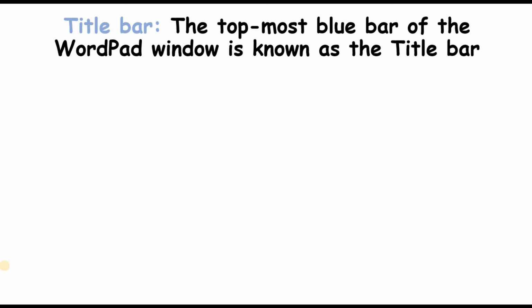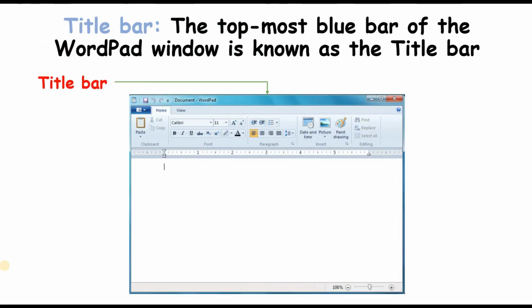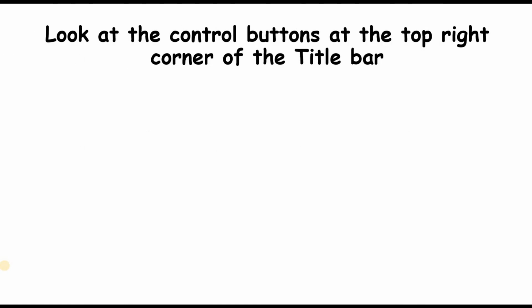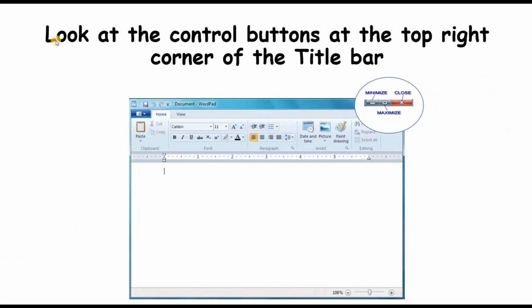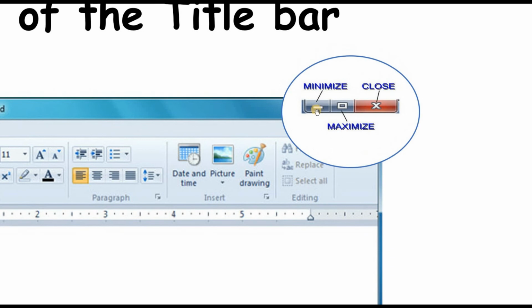Title bar. The topmost blue bar of the WordPad window is known as the title bar. This is the title bar. Resizing a window. You can change the size of a window. Look at the control buttons at the top right corner of the title bar. Look at these control buttons: minimize, maximize and close.